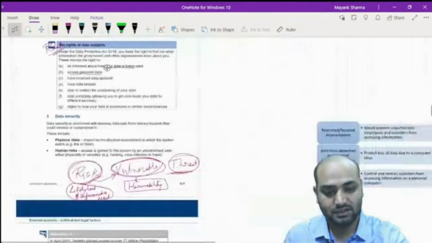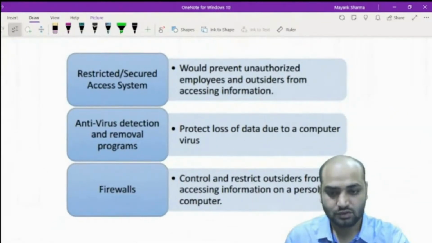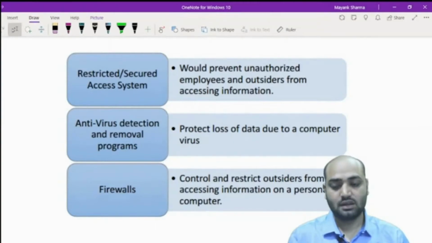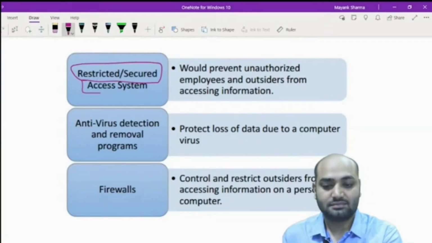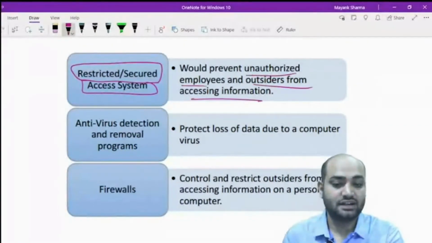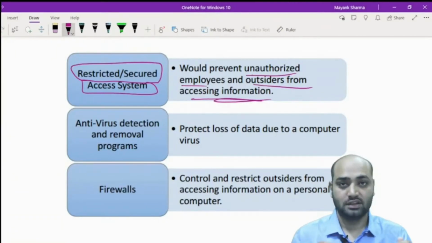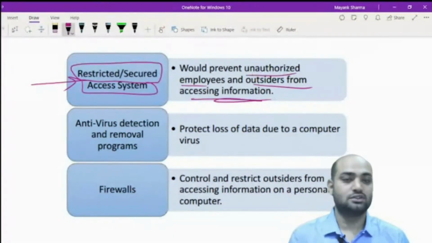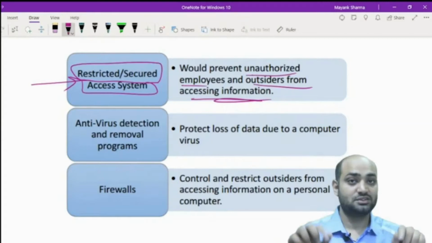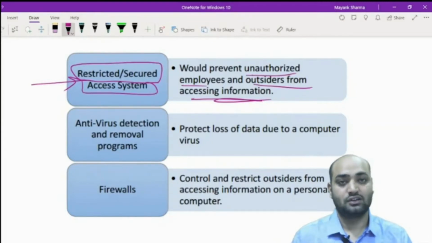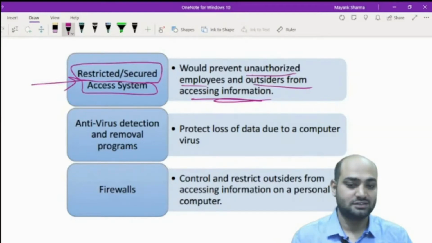Okay, so there's something else which I want to discuss with you. What are the general ways in which we can protect data? They can be restricted or secured access. It would prevent unauthorized employees or outsiders from accessing information. So if I talk about your company, your job place where you are working and you have your own username and password, then if that username and password can be used by somebody else also, then also you can safeguard yourself from unauthorized access. How? If there's a system of restricted or secured access in your company, where there are terminals or dedicated desktops on which only your login ID and password will work, then there can be a security against unauthorized access of data, right?